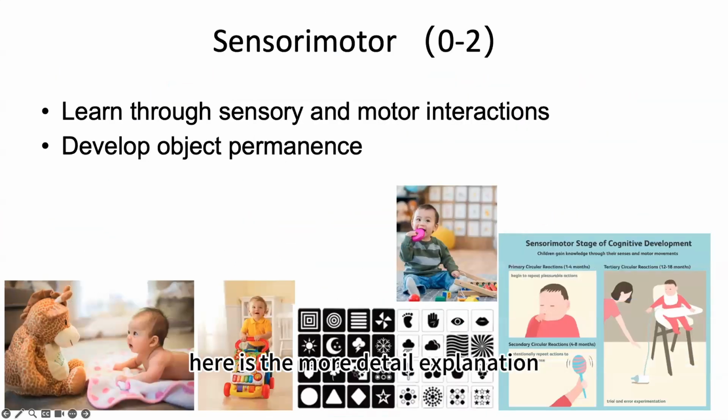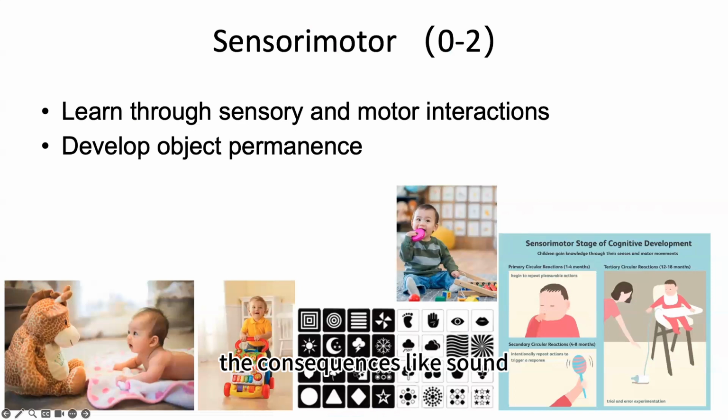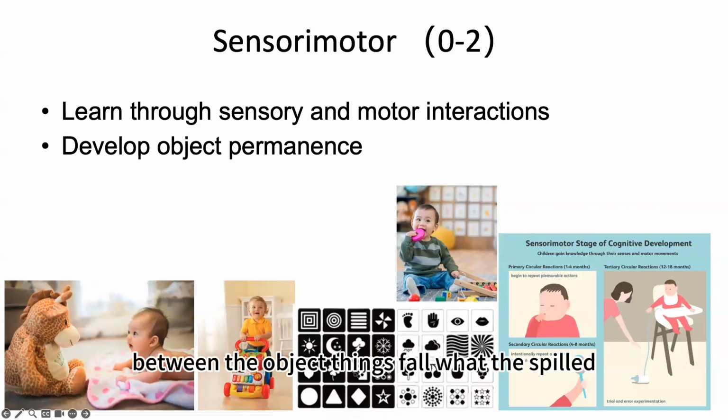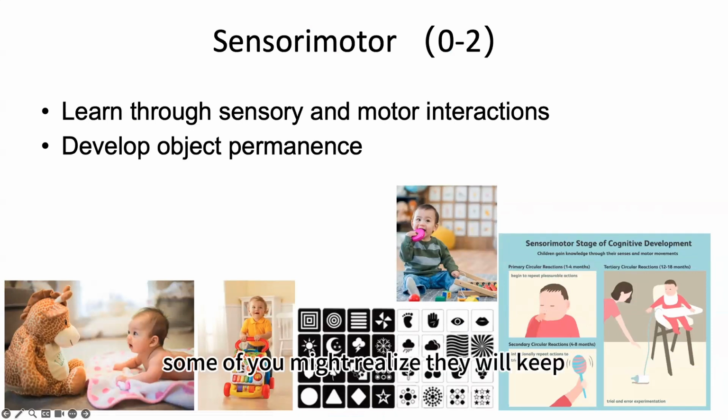Here is a more detailed explanation of the sensory motor stage, from age 0 to 2. They learn through sensory and motor interactions. The consequences, like the sound between objects, things falling, water spilling, and they learn how things work through their actions. In this stage, some of you might realize they will keep throwing things on the floor repeatedly.